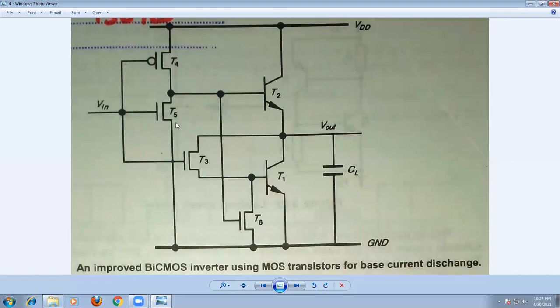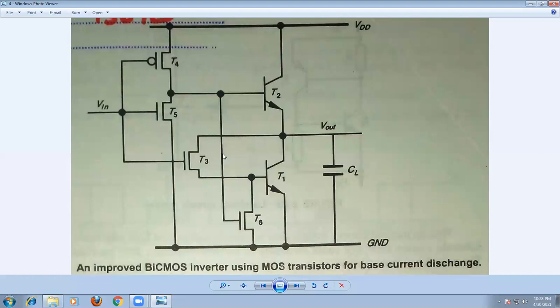So how many transistors do we have? 1, 2, 3, 4, 5, 6 transistors are required for only one input. We have 6 transistors to implement this logic. Compared to the number of transistors in NMOS and CMOS, this is very high, so the complexity is also very high. So this is the circuit diagram and this is the operation of the BiCMOS inverter.